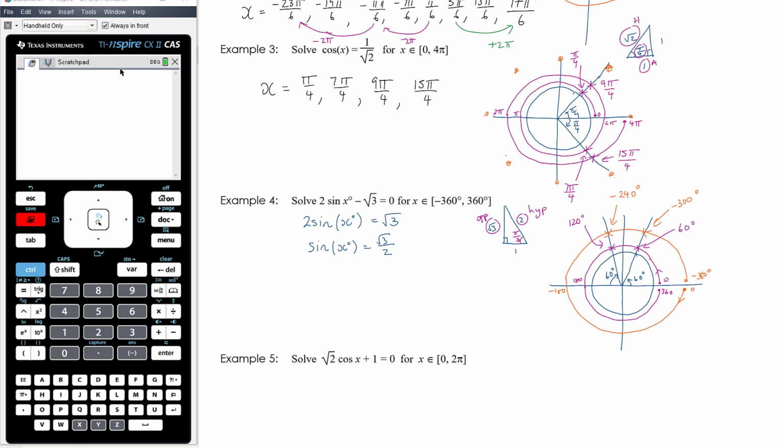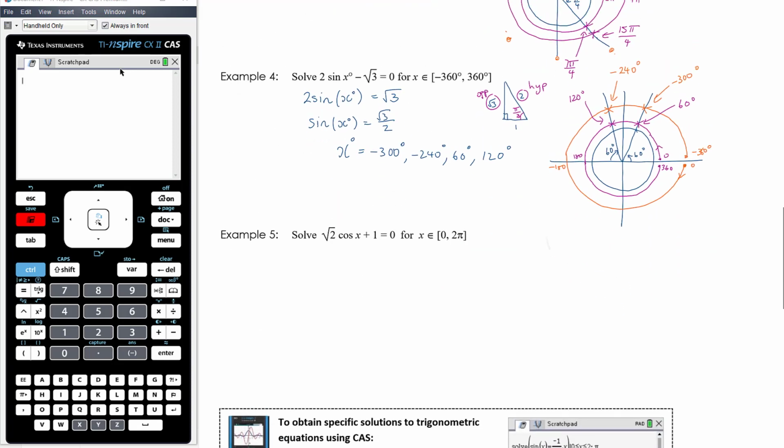Alright, so we've got our four solutions. So x degrees is going to be equal to, let's list them in order, negative 300 degrees, negative 240 degrees, 60 degrees, and 120 degrees. Four solutions.